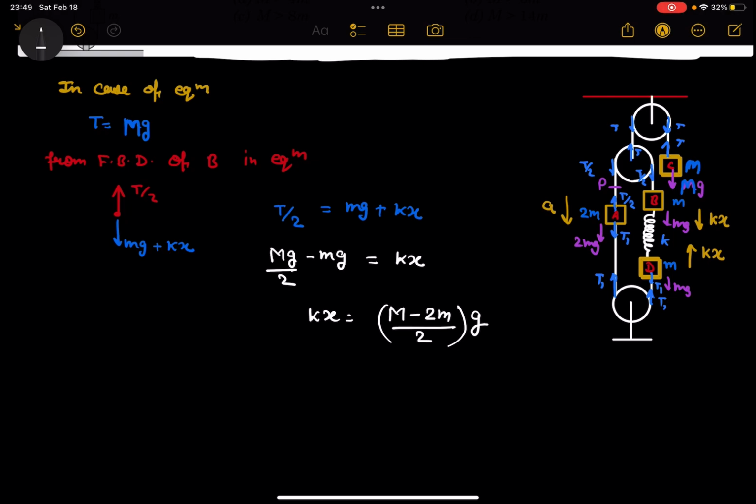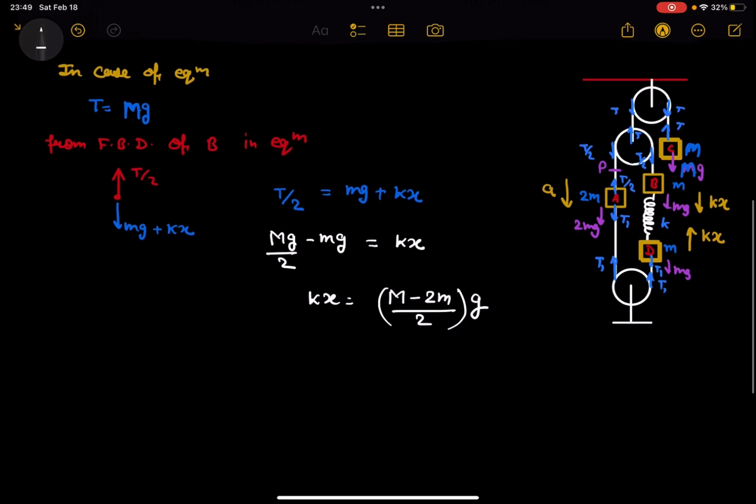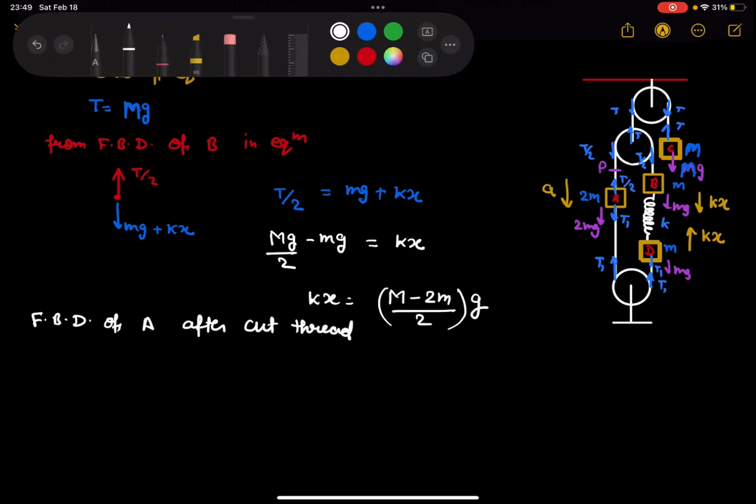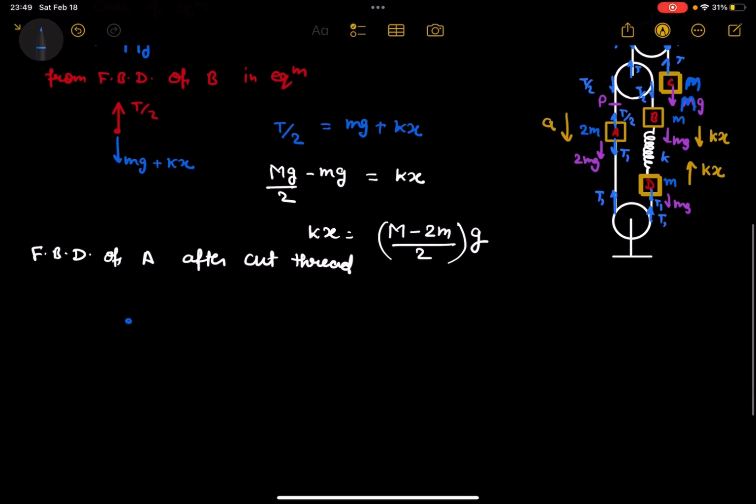Now my dear friend, if you want to draw the free body diagram of block A after cutting the cord. So FBD, free body diagram of block A after cutting the thread. So my dear friends, if the thread is cut, then the tension T by 2 on this string becomes 0. So 2mg is downward, T1 is downward, and because of this it is accelerated with acceleration a. So we can say that this equation is 2mg plus T1 is equal to 2ma.